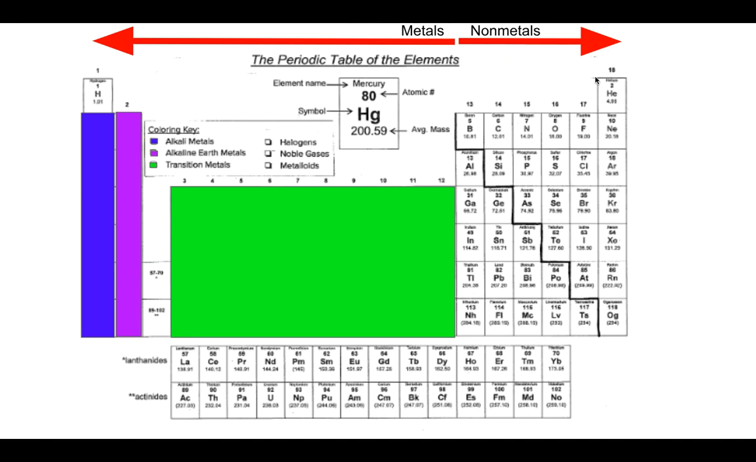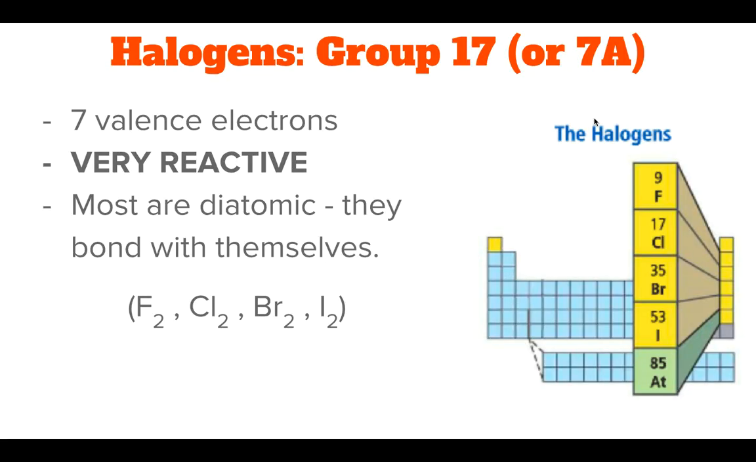Pause the video. Okay, so there are a couple types of nonmetals that we want to talk about specifically. So the first group is the halogens. On our periodic tables, it's group 17. But some of the older periodic tables used to mark it as A's and B's. And so you'll see the one on the wall in our classroom. It actually labels the halogens as 7A.